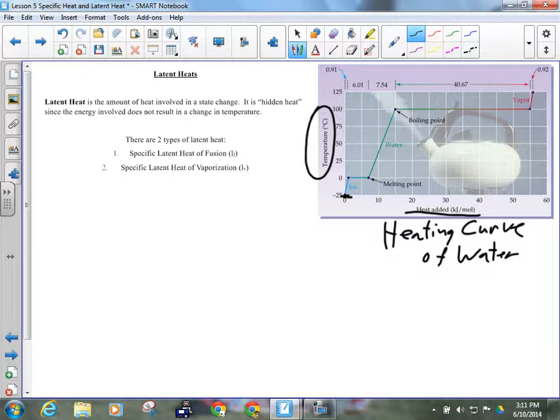All right, so we're down here, minus 25 degrees. As I add heat, obviously, what happens to the temperature?